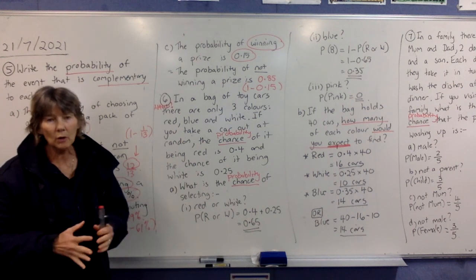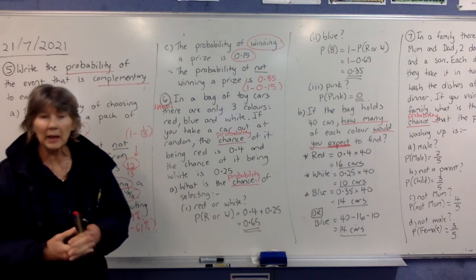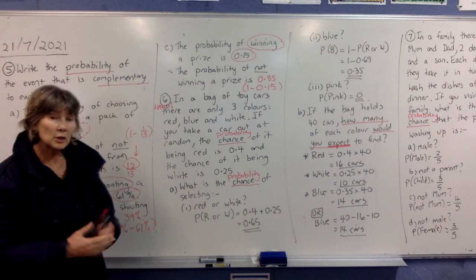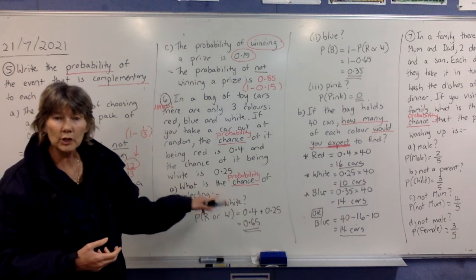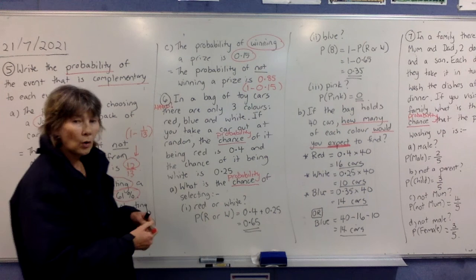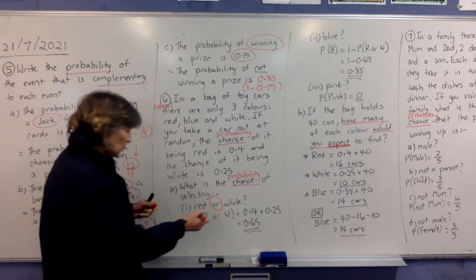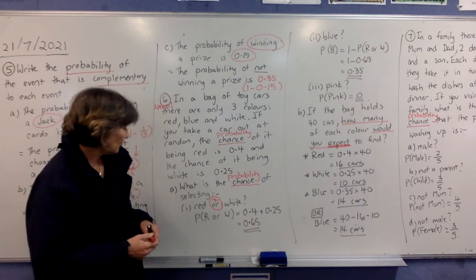They have not told you how many cars there are. They haven't told you how many red cars. They haven't told you how many blue cars or how many white cars. They've only told you 2 probabilities. So let's see what they're asking. What is the chance, or what is the probability of selecting red or white? Now, the word or always tells you to add. Okay, it's really helpful to know that.